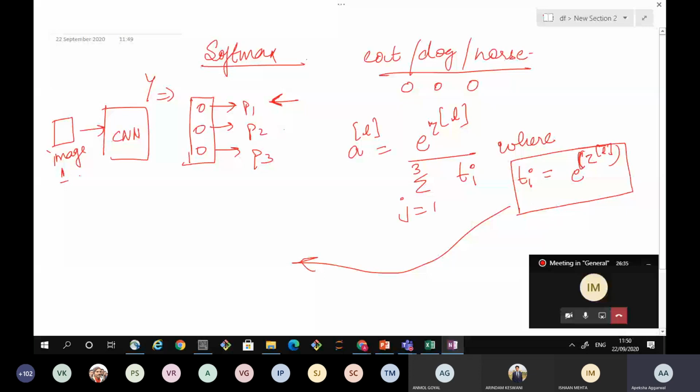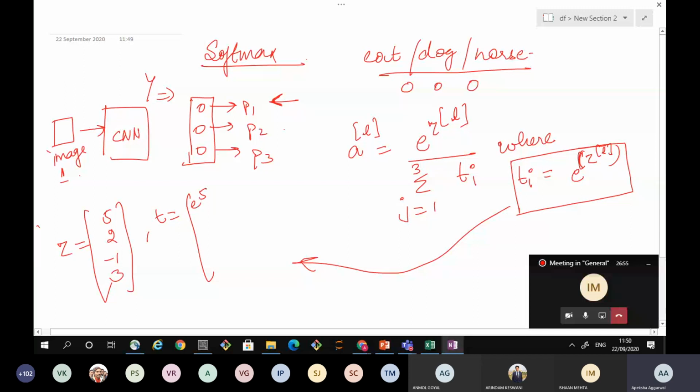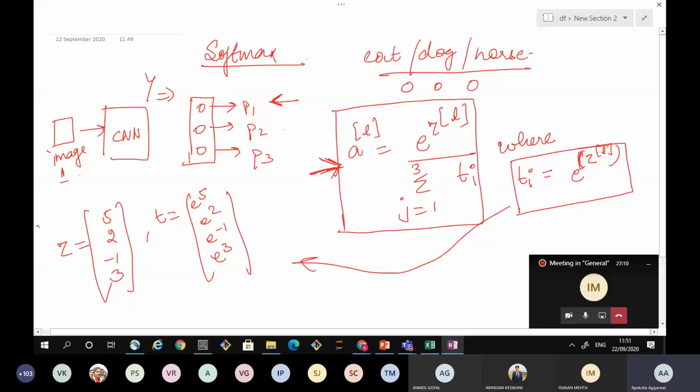Suppose you have a vector z, which is the output of your activation, say 5, 2, -1 and 3, coming from the previous layer. Now you calculate t as e to the power 5, e to the power 2, e to the power -1, e to the power 3. Now you have t. You can calculate the lower part, sum of all t, and then divide each by it, and this is the output of your softmax layer. So this is the softmax function.